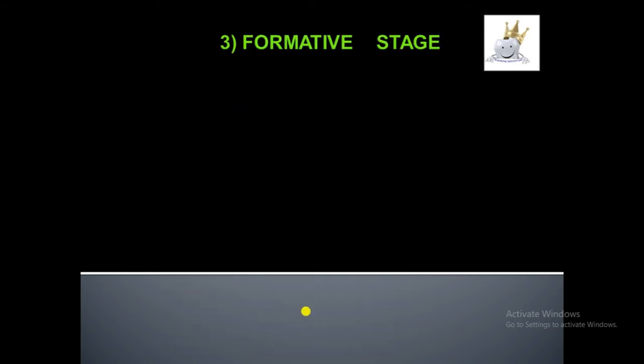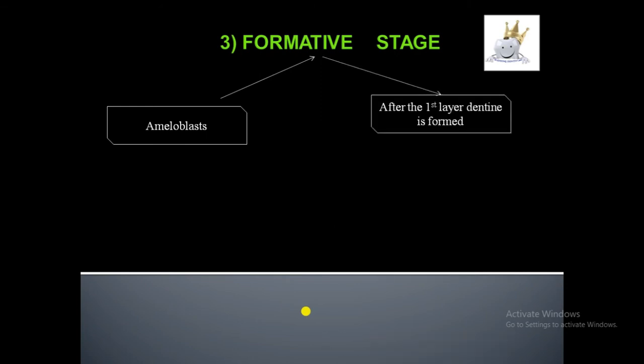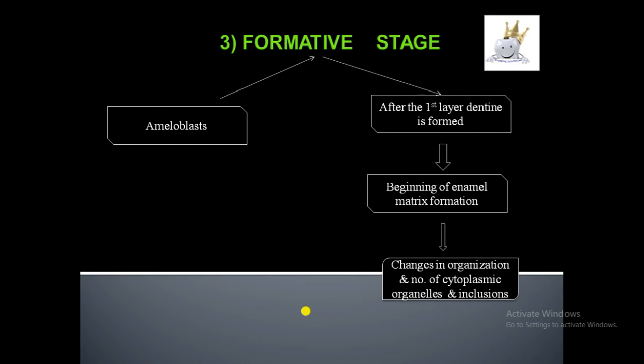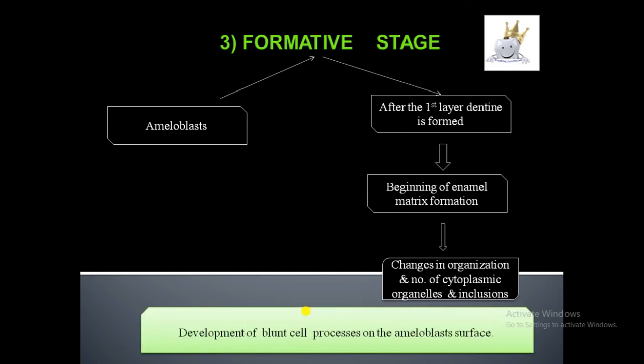The third stage is the formative stage. Ameloblast enters the formative stage after the formation of dentine, after the first layer of dentin is formed. When the dentin is formed, there will be a beginning of enamel matrix formation, which then initiates changes in the organization and number of cytoplasmic organelles and the inclusions. During this stage, there is a development of a blunt cell process on the ameloblast surface, that is the Tomes process, right?